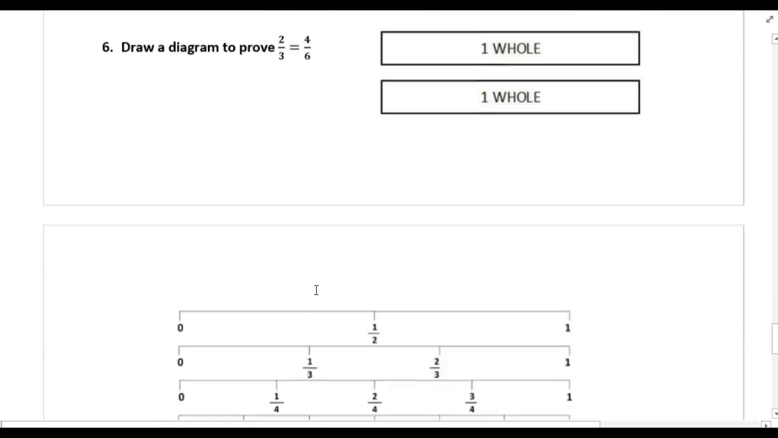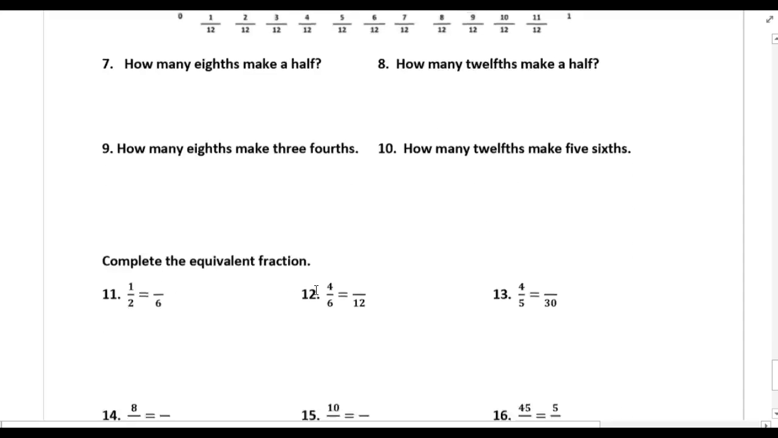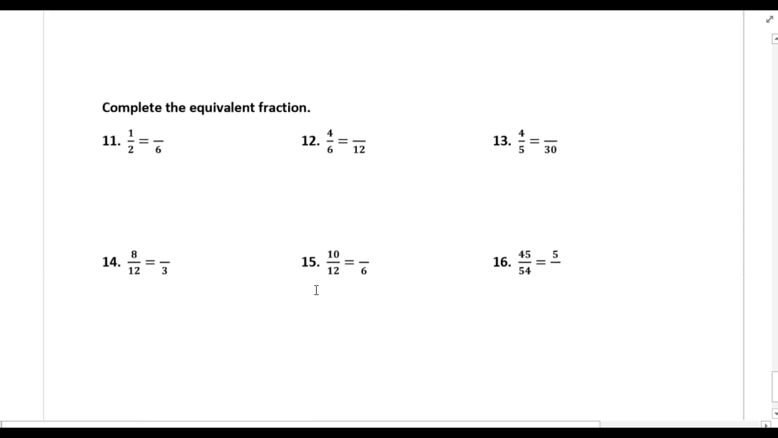You did good on 4, 5, and 6. You did good on 7, 8, 9, and 10, but we did have a little bit of trouble down here. Now, your answer for number 11, you put 1/2 is equal to 3/6, which is good, right? But for number 12, you put 4/6 is equal to 3/12, right? And I think you thought because 4 times 3 gives you 12.